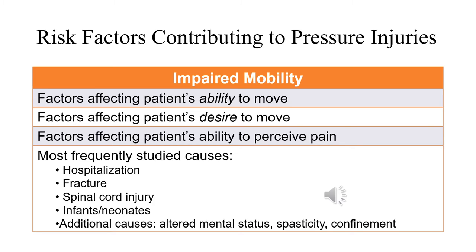There can be lots of factors that affect the patient's ability to move, but also sometimes there's a patient's desire to move, which we don't always think about. Also, patients' perception of pain can impact that as well. The most studied causes of impaired mobility are patients who are hospitalized, who all of a sudden have some type of fracture or spinal cord injury, and then also something we don't often think about is our infants and neonates, especially with preterm pregnancies.